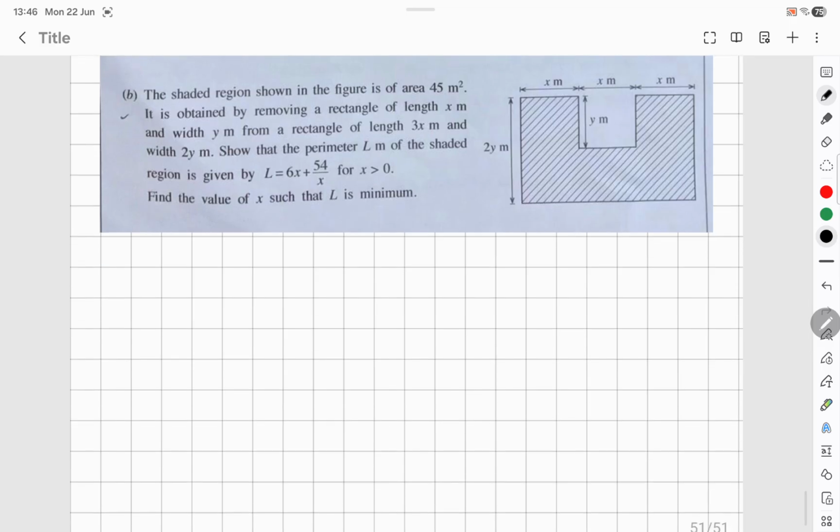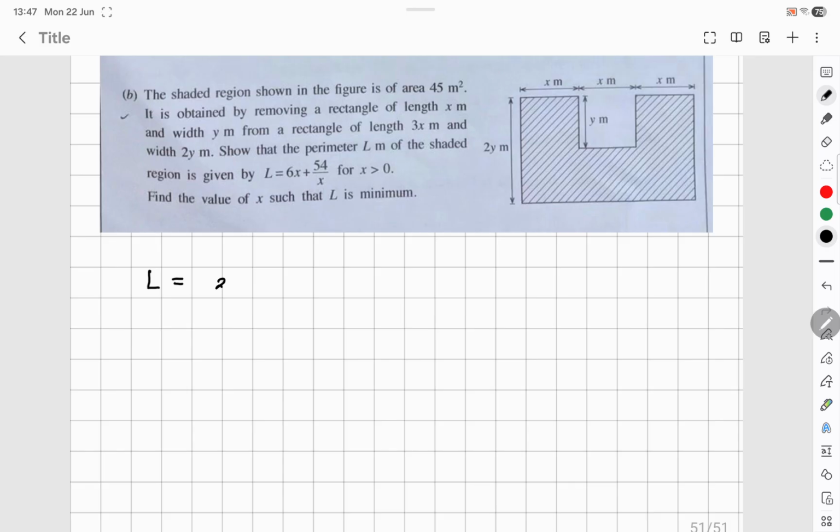Right, now let's look at part B. So the shaded region shown in the figure is of area 45 square meters. It is obtained by removing a rectangle of length x meters and width y meters from a rectangle of length 3x meters and 2y meters. Show that the perimeter L of the shaded region is given by that. Okay, so let's note down an expression for the perimeter L.